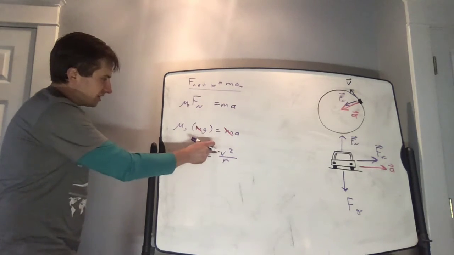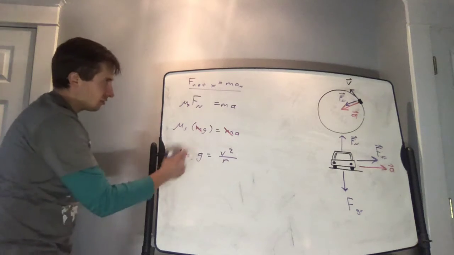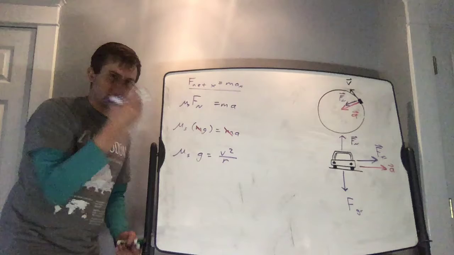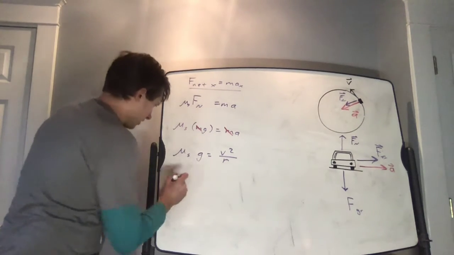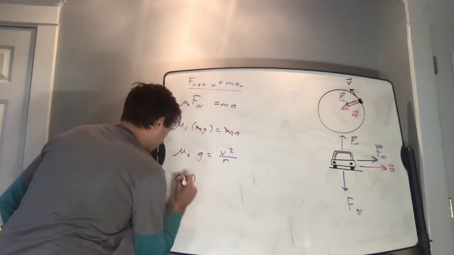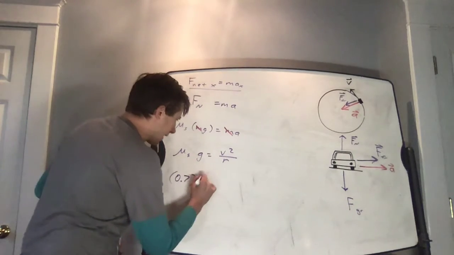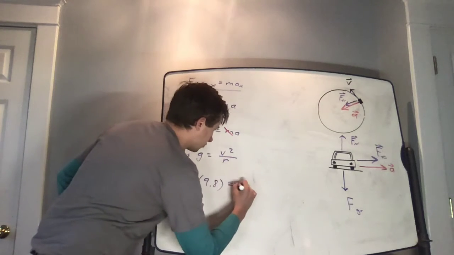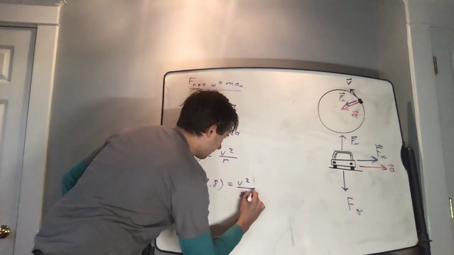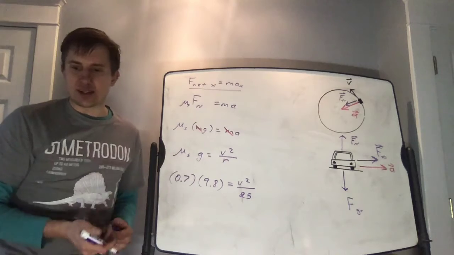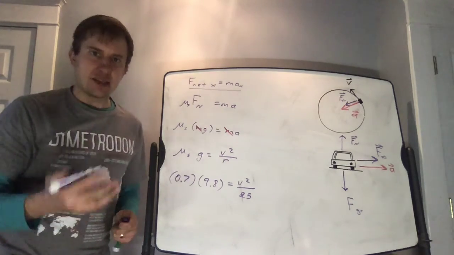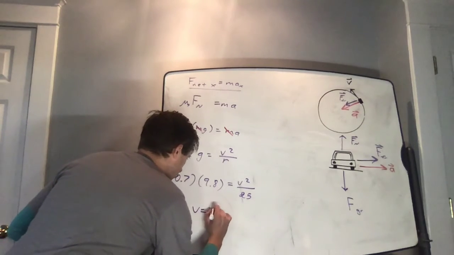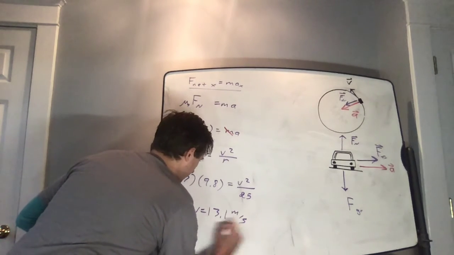So whatever speed this is, when I plug in 0.7, 9.8, and r, that will be the fastest the car could possibly move without skidding. So I could plug in 0.7 for the coefficient of static friction. I have 9.8 for my acceleration due to gravity. That's equal to v squared over 25. And when I send these numbers to a calculator, I find that the fastest speed the car could move without skidding is 13.1 meters per second.